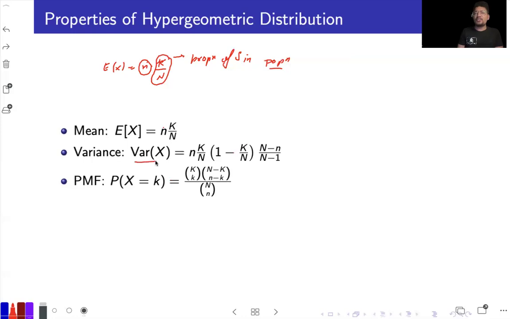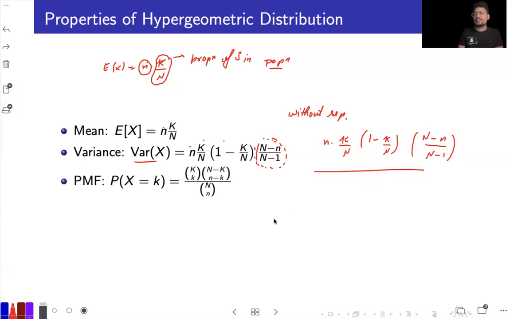Similarly, if you go for the variance of X, that will be n into p into q, right? And the other thing that we have taken into consideration is sampling without replacement. So there is a correction over there for the finite population. So in this particular thing, that is coming out to be n into K over capital N, into 1 minus K over capital N, and we are having capital N minus small n over capital N minus 1. So that's the variance. And the probability function we already covered.